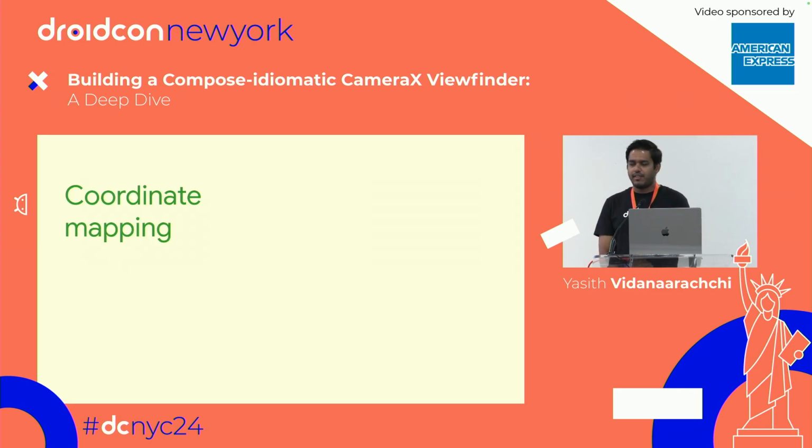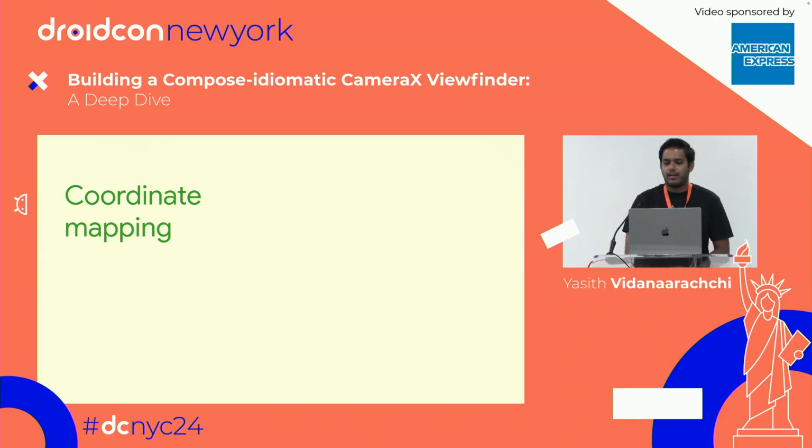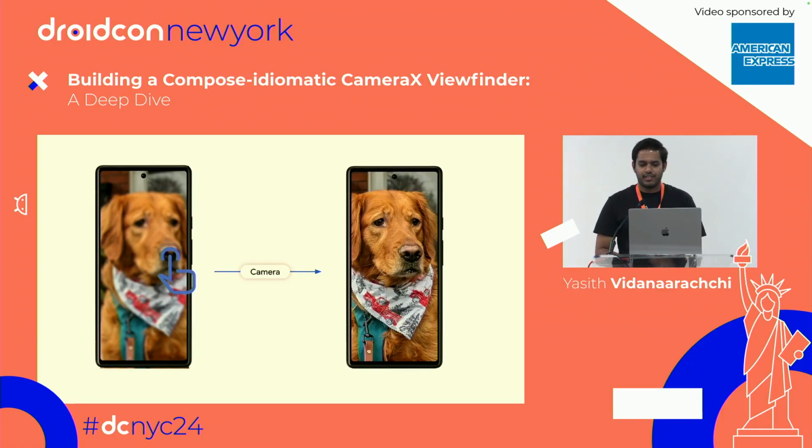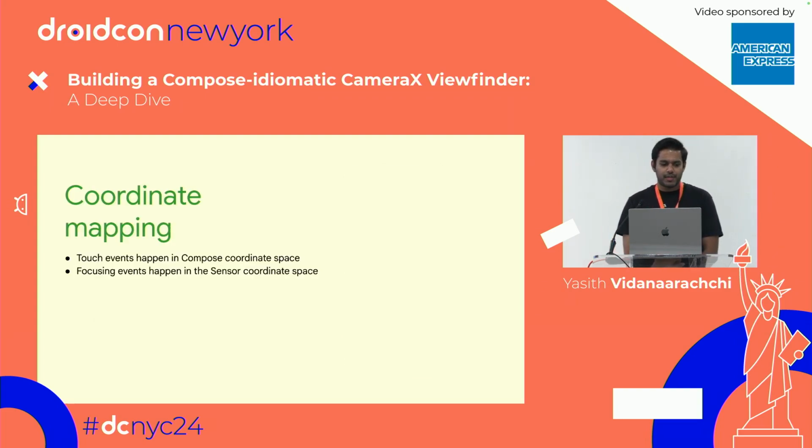And then we had to do something called coordinate mapping. We expect the viewfinder to be able to map between coordinate systems, but what does this mean? You're probably used to this: you look through your camera and the object is blurred. And what you usually do is you tap somewhere and the camera brings the image back into focus. So this requires some work. We call this coordinate mapping. The touch events happen in the Compose coordinate space, and the focusing events in the camera happen in the sensor coordinate space.